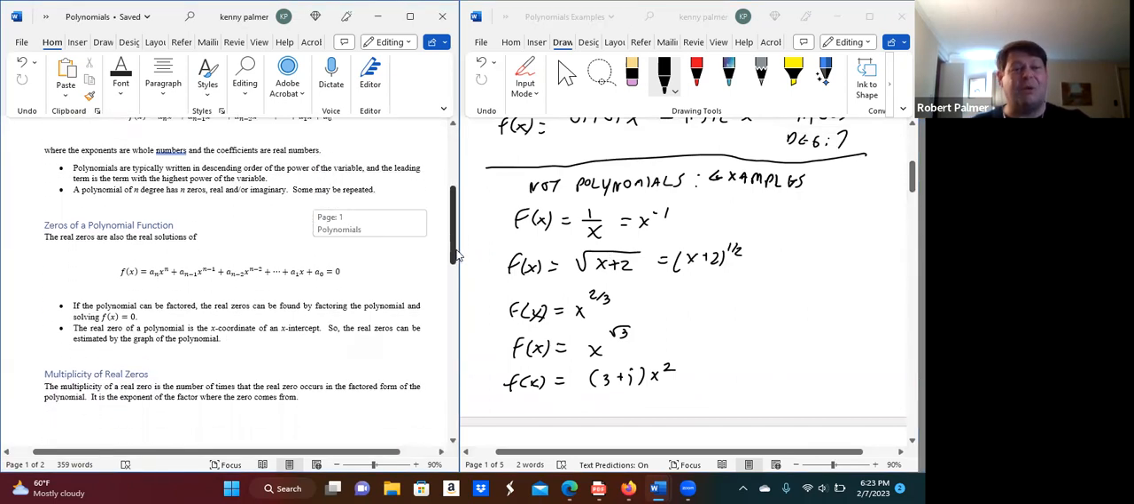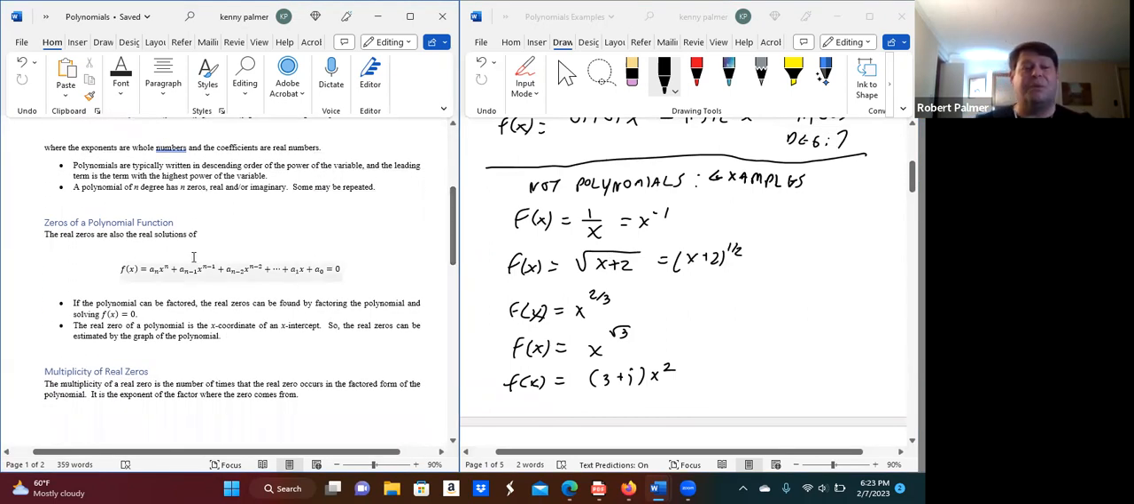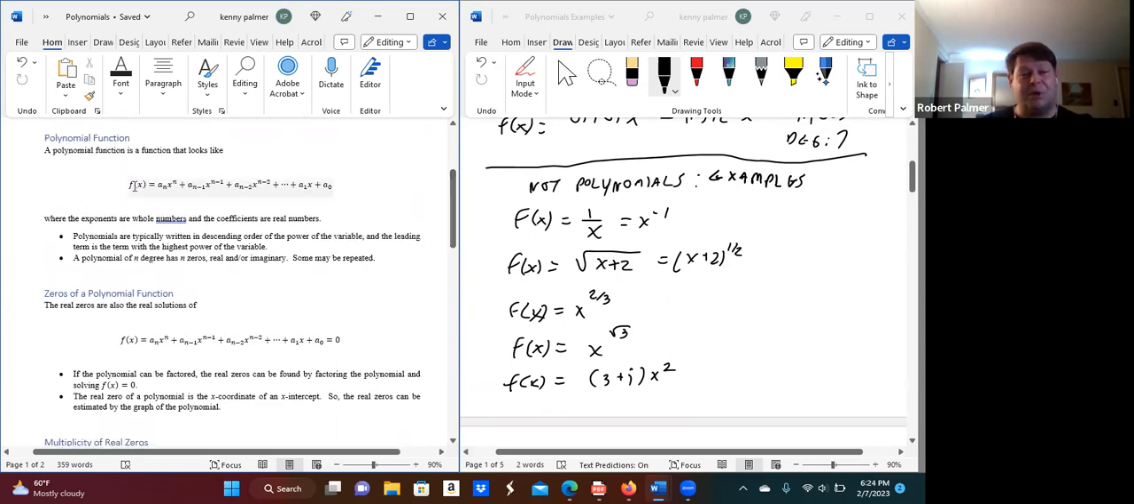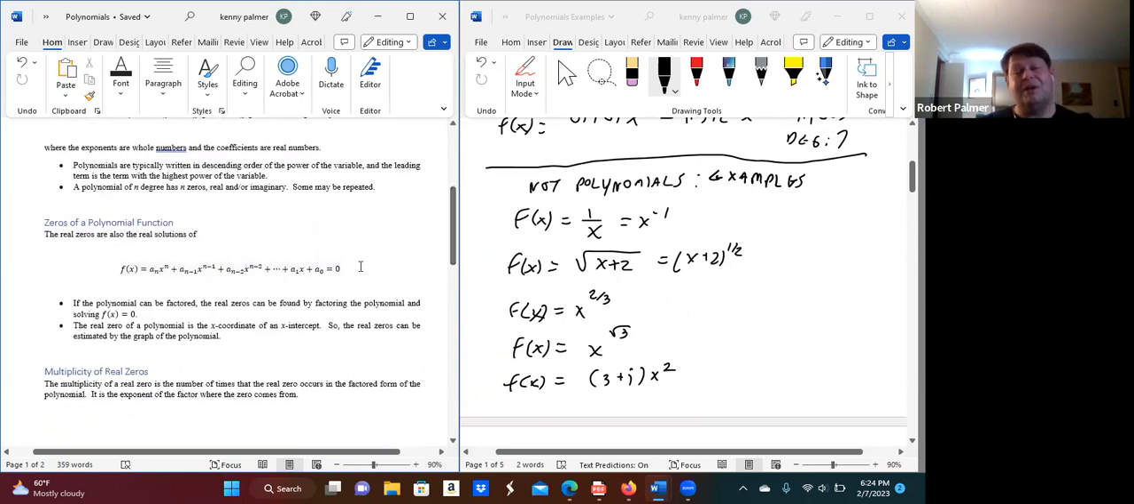So now let's talk about the zeros of polynomials. Remember, a zero is a solution of any function. A zero is the solution of the function f of x equals 0. So if we have our general expression for a polynomial function, if we set that equal to 0 and solve it, then that will give us, if we can solve it, the zeros of that polynomial function. Now, if it can be factored, and that's not true in every case, then basically you can find the zeros by factoring the polynomial and solving that function equal to 0.